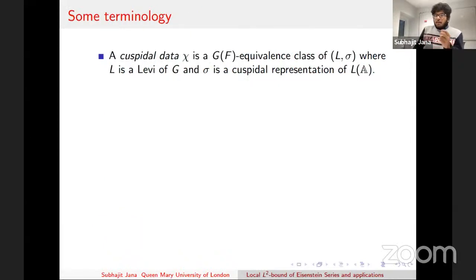Okay, let me give our result, but before that I have to talk about some terminology. I'm not going to give explicit definitions of any of them, but just try to give some sense of what the objects are. So for instance, the first one is the cuspidal data. So what is cuspidal data? It is a G(F)-equivalence class of a Levi and a cuspidal representation of that Levi.